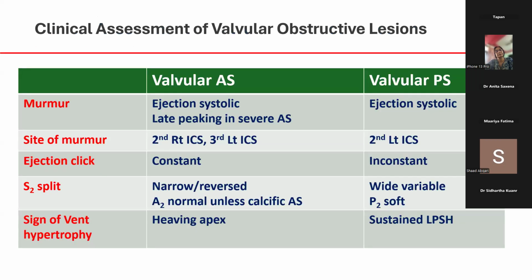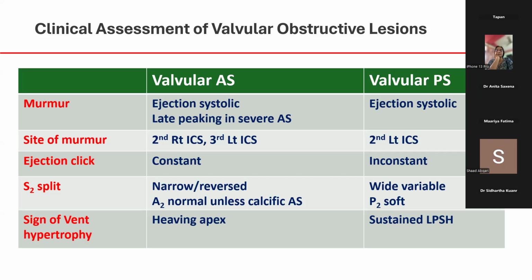So how do we differentiate between the two? Both will have an ejection systolic murmur, but in valvular aortic stenosis, the more severe the stenosis, the later is the peak of the murmur. When I say ejection systolic murmur, I mean a diamond-shaped murmur which starts after the first heart sound and stops before the second heart sound, with a peak in the middle or late. In AS, the more severe the aortic stenosis, the later is the peak. So when describing a patient with an ejection systolic murmur, it is good to talk about the peaking of that murmur. Is it late or is it early?